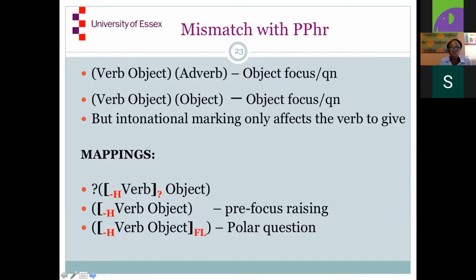So in terms of the object focus that we saw, as well as the question word focus, what does this correlate to in terms of phonological phrasing? The verb and the object are phrased together when this object is in focus, or when this is a question word. And we had those examples where we had an adverb following, and this would be in a different constituent. Same thing when you've got an object following.